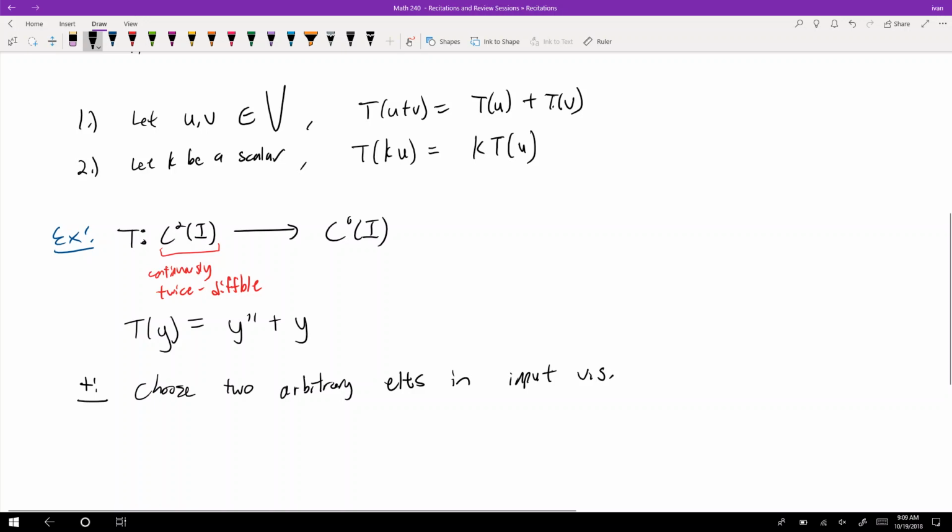So an arbitrary input into my function would just be like y1, right? Or it'll be like y17. So what I want to do then is I want to take, let's say, y1 and y2 inside of C2(I). So that's what I mean by taking two arbitrary elements, right? You know your inputs are y's. So now we have y1, y2. These are my two arbitrary elements in my input vector space. And so now we got to apply T of y1 plus y2.